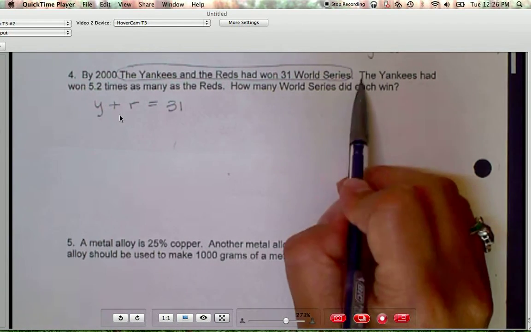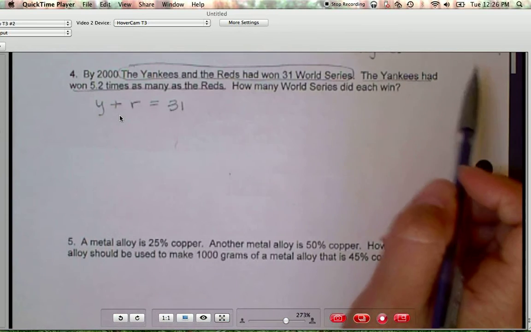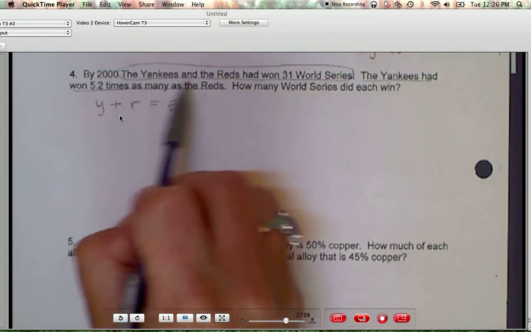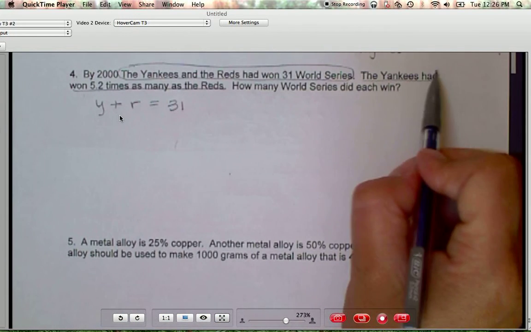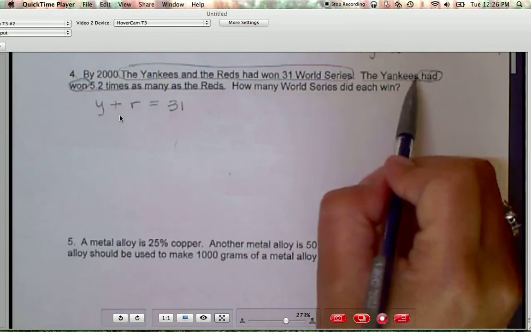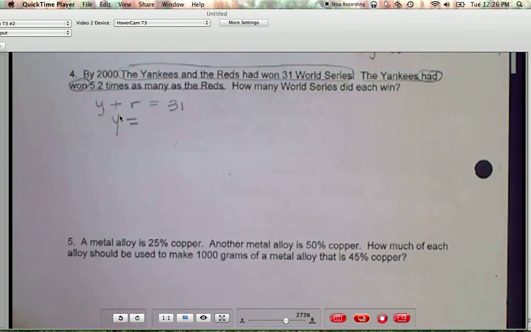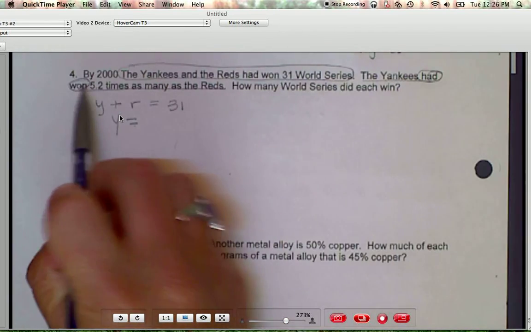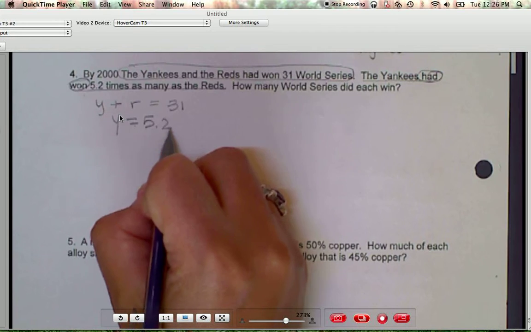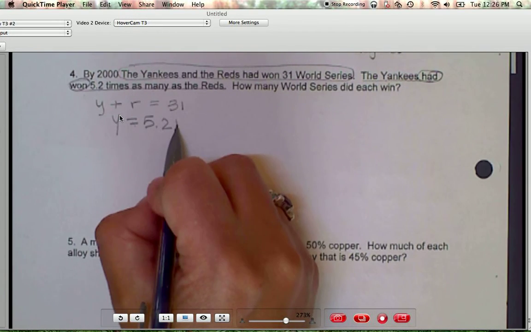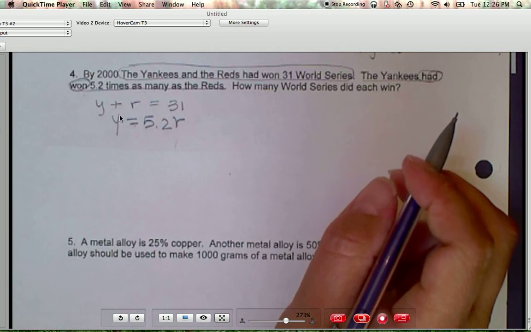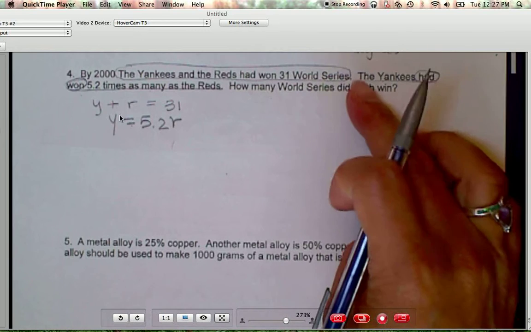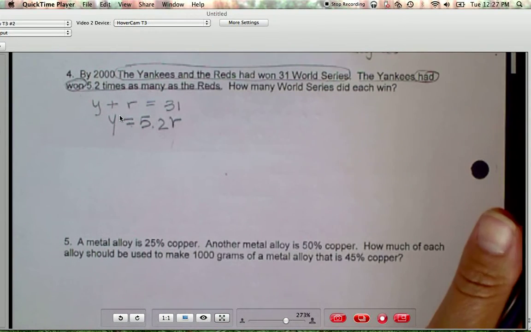The second sentence is the more challenging one, similar to the Reese's and the M&Ms. The Yankees had won 5.2 times as many as the Reds. This one's a little bit easier because had won is the verb. We know the Yankees had won. The verb tells us where the equal sign goes every time. The Yankees had won, that's the verb, 5.2 times as many as the Reds. Multiplication. Okay? You finish that one, come up with your own sentence. How many World Series did each win? Finish that whole thing by yourself.